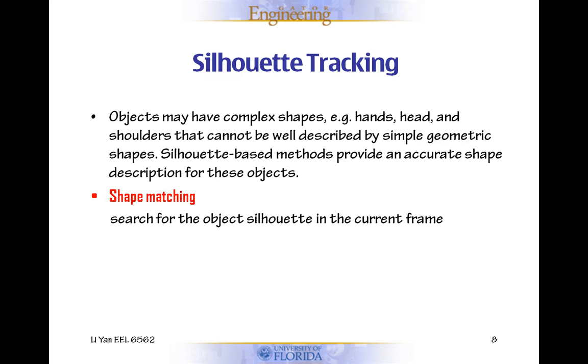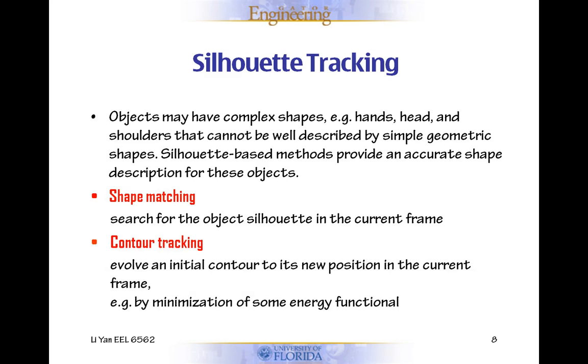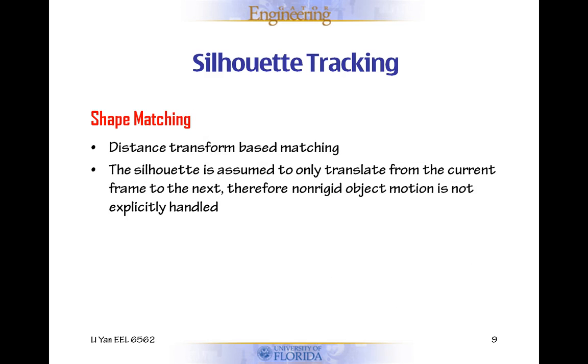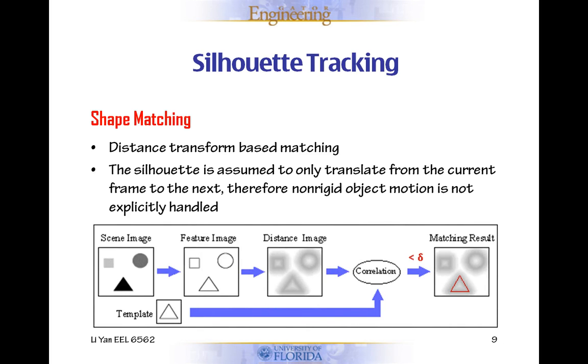The shape matching searches for the object silhouette in the current frame, and the contour tracking evolves an initial contour to its new position in the current frame. So the shape matching is a distance transform based matching. The silhouette is assumed to only translate from the current frame to the next. Therefore, non-rigid object motion is not explicitly handled. And here is the illustration of this method.